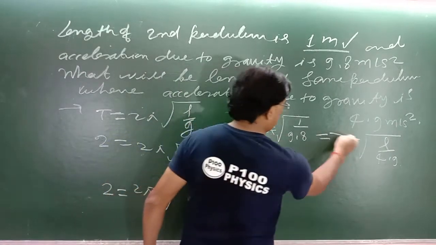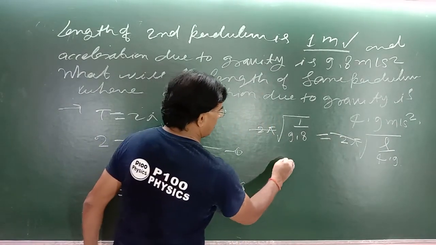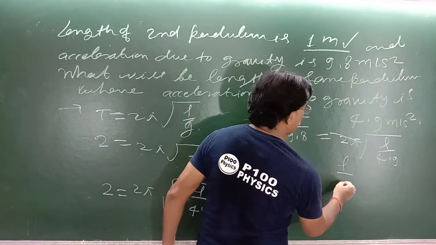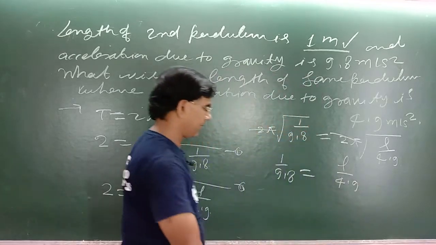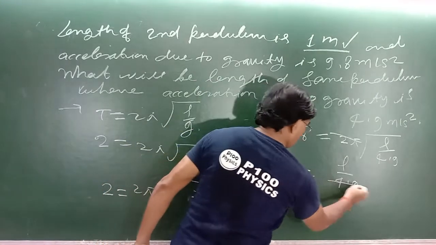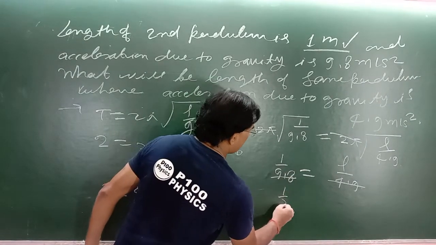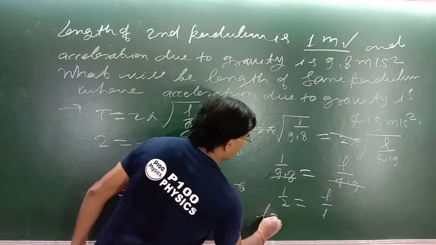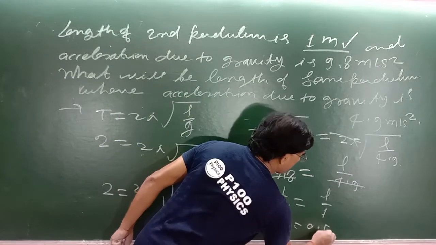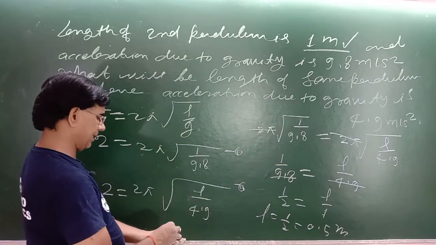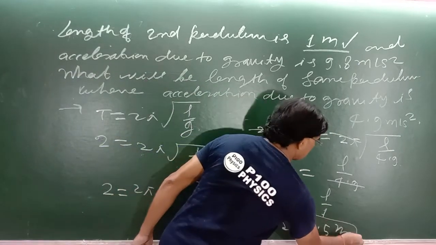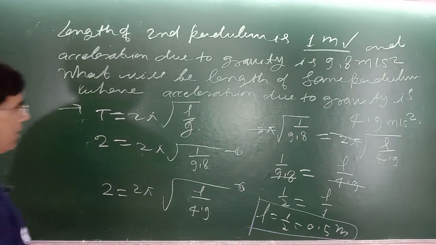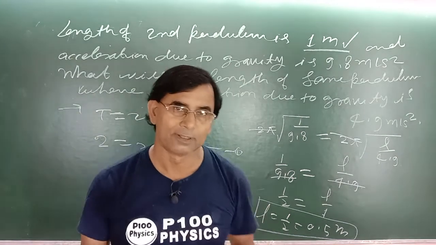Now 2π cancels, squaring both sides: 1 upon 9.8 equals L upon 4.9. Therefore 1 by 2 equals L by 1, so L equals 1 by 2, that is 0.5 meter. That is the answer. The required length is 0.5 meter. Fantastic. Okay.